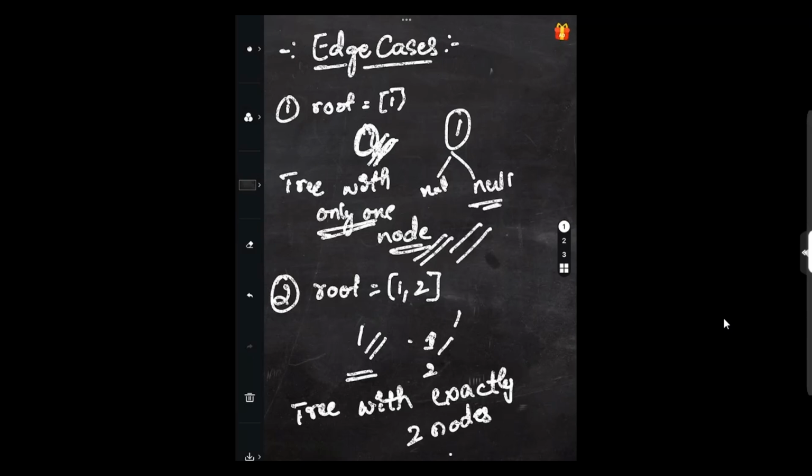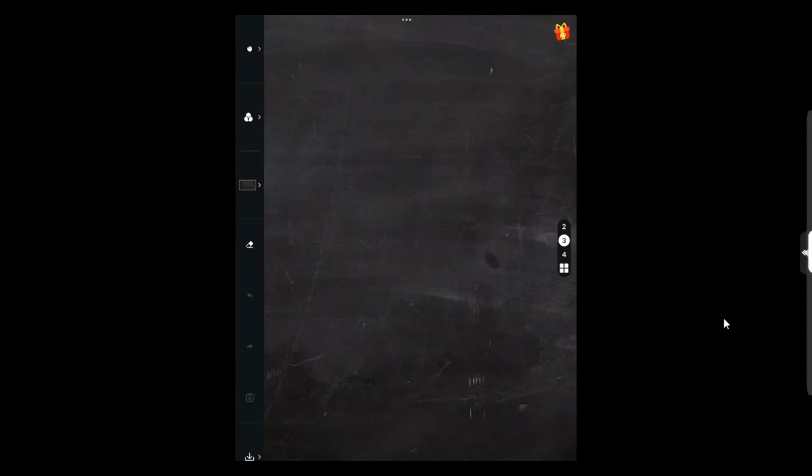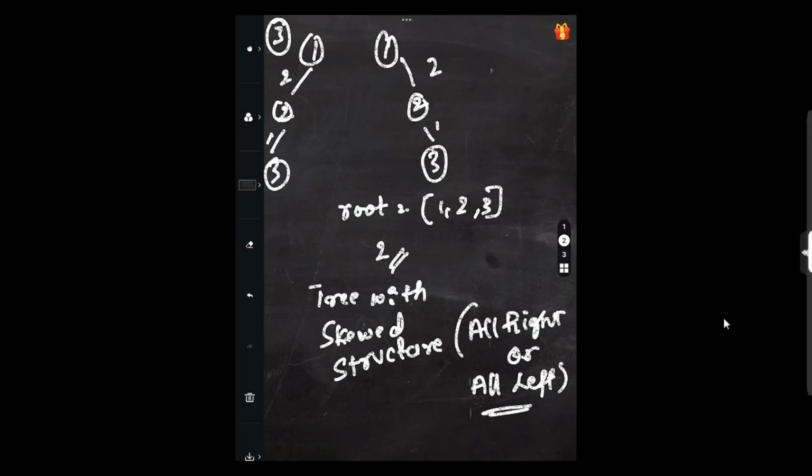First one was for tree with only one node. Second one was for tree with exactly 2 nodes. Third one was for tree with this skewed structure. We have already considered all right or all left. I thought of writing for the right, but we have already considered all right or all left in the same third edge case itself, right? So here just keep in mind these 3 edge cases.